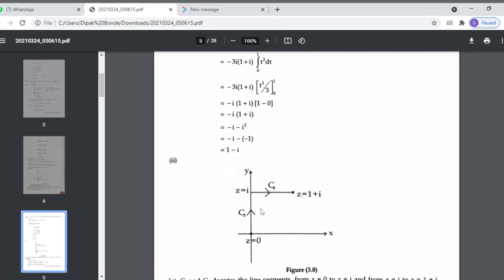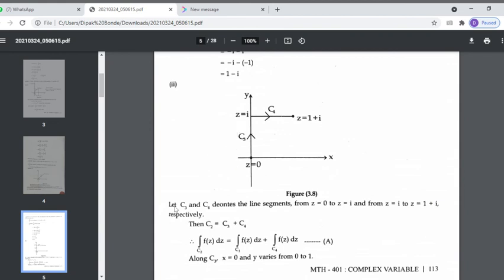Now take C2. It consists of C3 and C4. C3 denotes the line segment from z = 0 to z = i. This is the first line segment, and then z = i to z = 1 + i denotes C4. So C2 is nothing but C3 plus C4. So the integral over C2 of f(z) dz is the integral over C3 of f(z) dz plus the integral over C4 of f(z) dz.